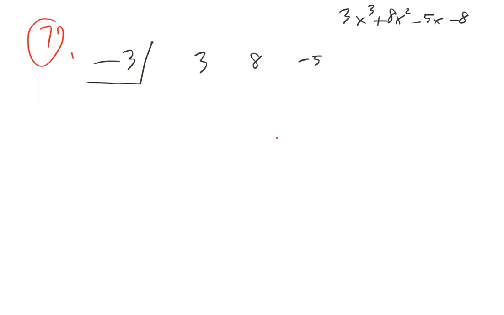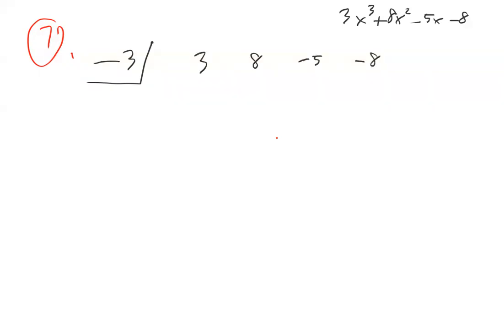So problem 7 says, check to see if the given number, -3, I'm going to put a little box around it, is a 0 of the polynomial function 3x cubed plus 8x squared minus 5x minus 8. So what you do is you take the given number, the -3, and then you take the coefficients of the polynomial and you write those down after that number. So 3, 8, -5, and -8.